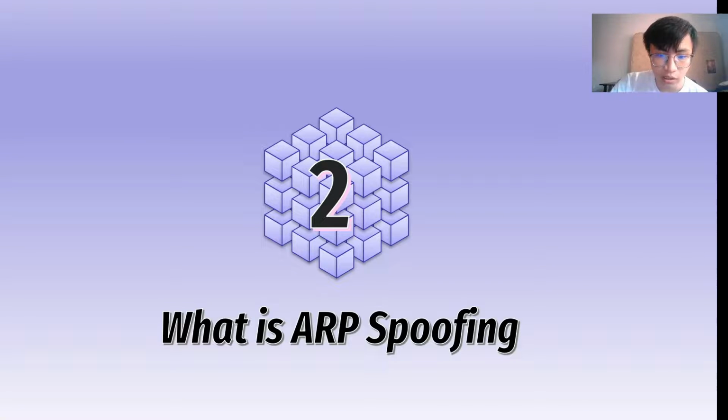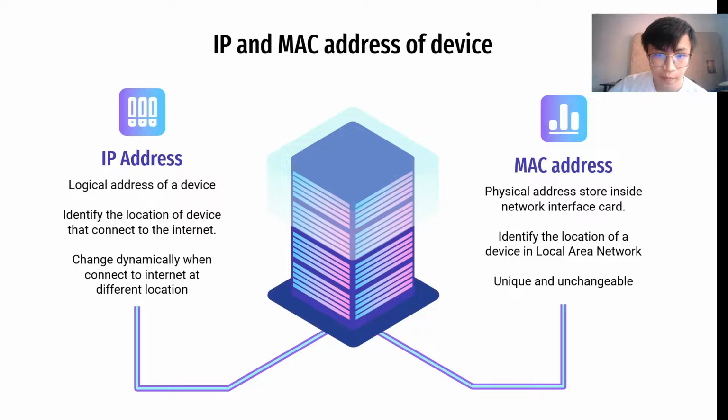So what is ARP spoofing? Since ARP spoofing redirects the MAC address of users to the attacker's, I will first talk about the IP address and MAC address of a device. All devices connected to the internet have two types of address: one is the IP address and one is the MAC address. The IP address is a logical address of the device, used to identify the location of the device connected to the internet. It will change dynamically when connected to the internet at different locations.